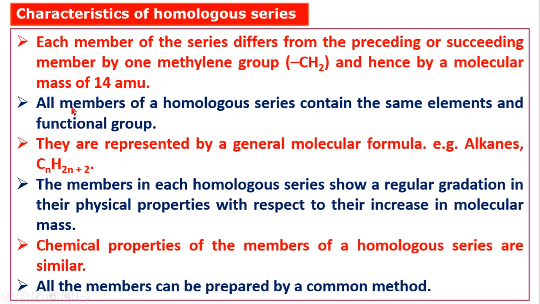The second point, all members of the homologous series contain the same elements. For example, methane, ethane, propane, they contain the same elements, carbon and hydrogen, and the same functional group. So functional group means, for example, alcohol, OH. If it is attached with OH, the functional group is OH, means it contains carbon, hydrogen and oxygen. So all members of the homologous series contain the same elements and the same functional group.